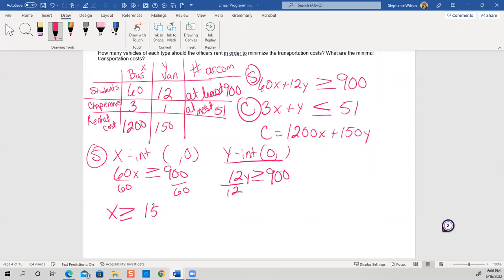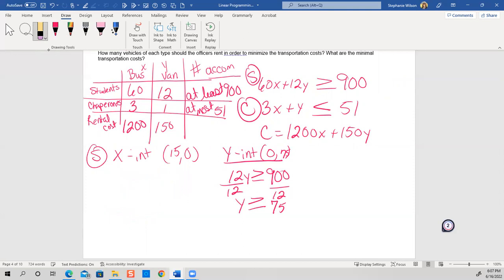I'm going to divide by 12. Now y is greater than or equal to 900 divided by 12, which is 75. Okay, so I'm going to clean this up a little bit so I can have some space down here. And let's do the next equation.